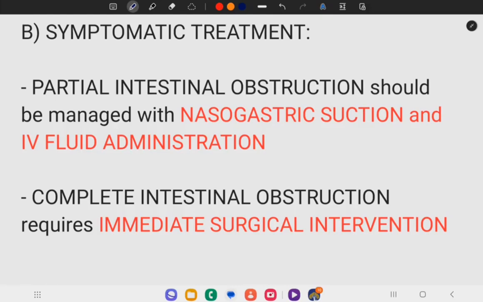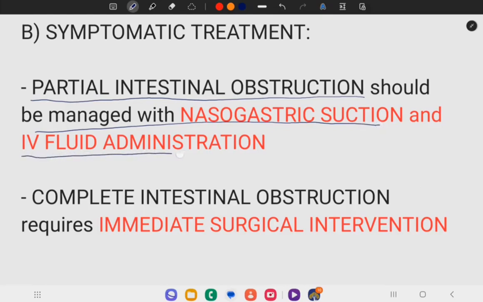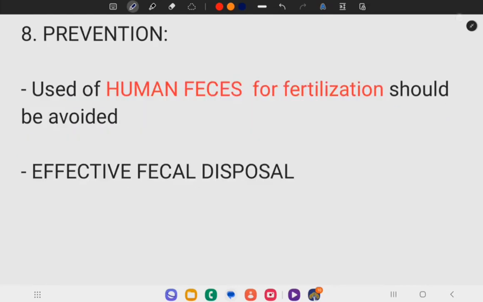In severe infections, partial intestinal obstruction is managed with nasogastric suction and IV fluid administration. Complete intestinal obstruction requires immediate surgical intervention. Ascariasis can be prevented by not using human feces for soil fertilization, effective fecal disposal, and use of sanitary latrines. We are done with Ascariasis.